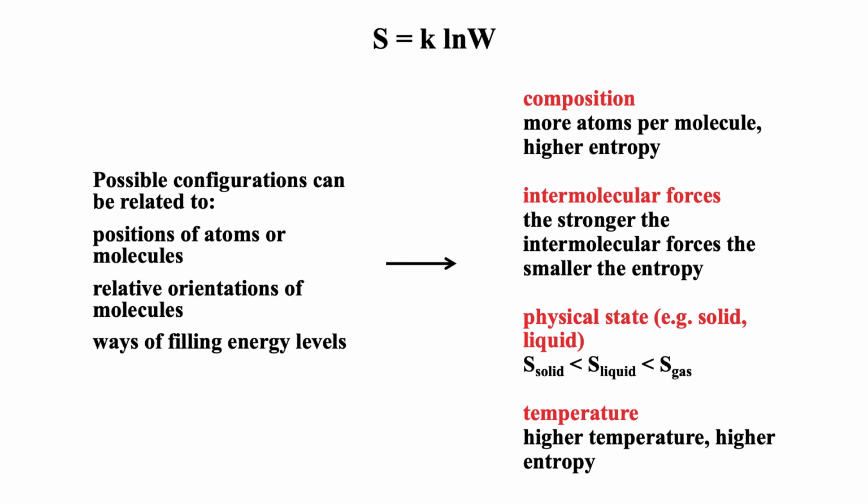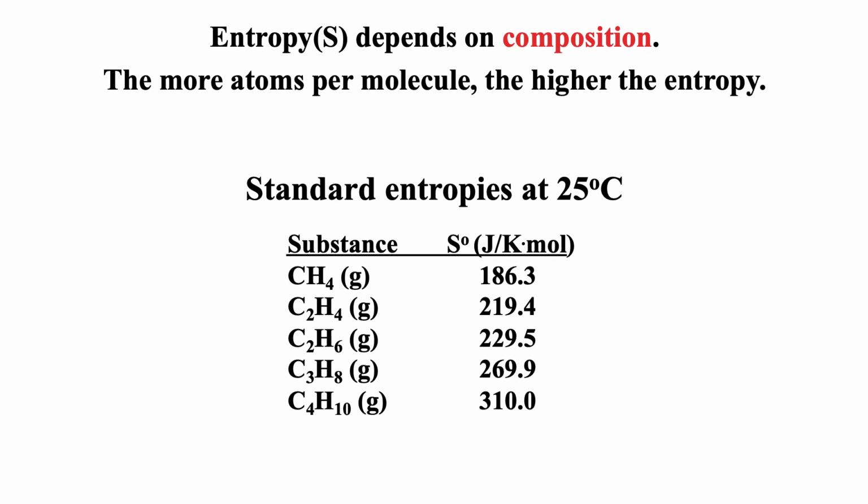And then in terms of temperature, higher temperature always leads to higher entropy because higher temperature leads to more configurations for filling those energy levels. And so as you go down the list, you're going to more atoms per molecule, which again will give you more energy states and more possible configurations of filling those energy states. So typically, the more atoms per molecule, the higher the entropy.